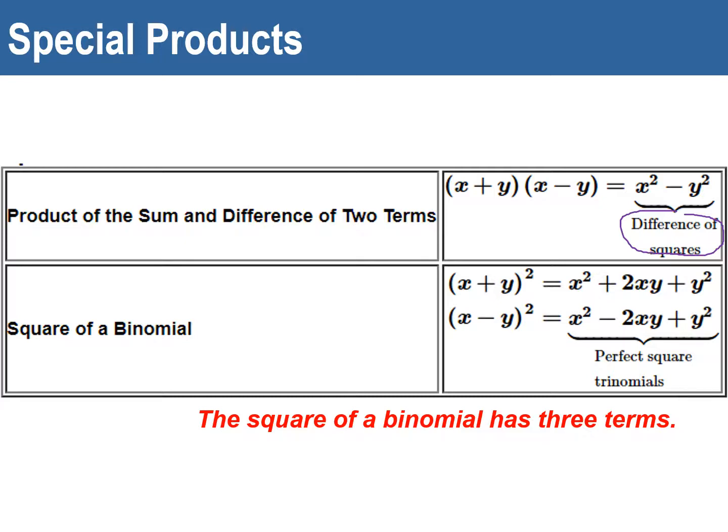If you have something like x plus y squared and you multiply it out, you're going to get what's called a perfect square trinomial. And that is x squared plus 2xy plus y squared. Now, if instead of a plus there's a minus, the square of x minus y squared is x squared minus 2xy plus y squared. Remember, the square of a binomial has 3 terms, not 2.